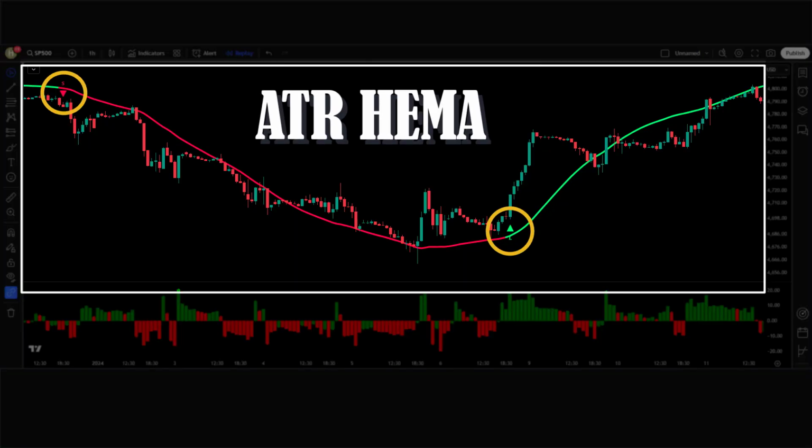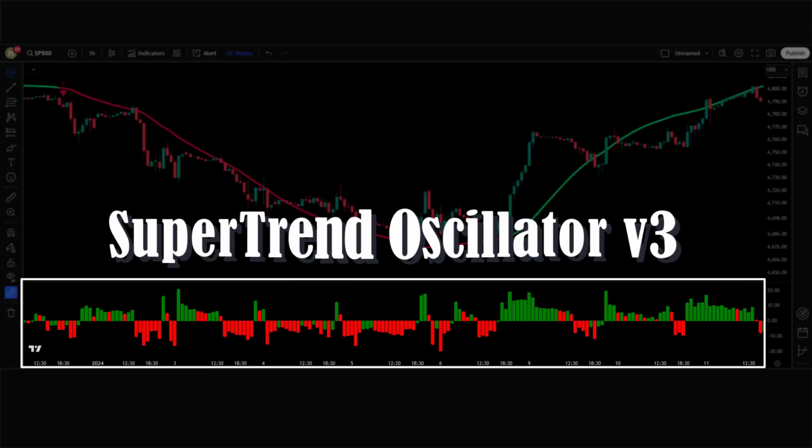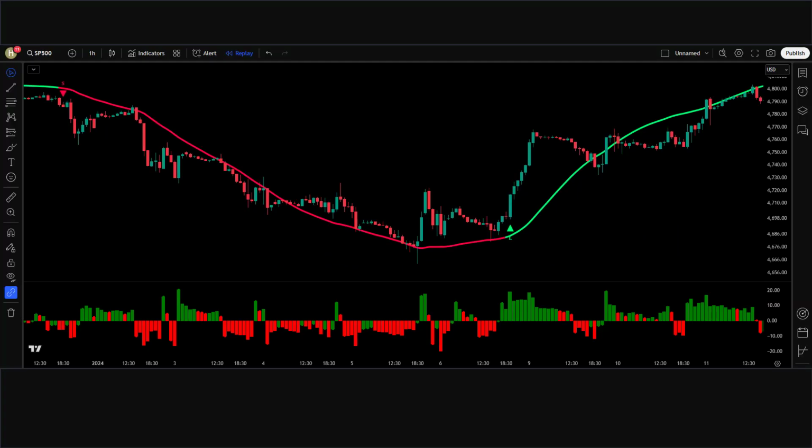The buy-sell signal indicator that we see in the chart is called ATR-HEMA. And the bottom indicator that we can see in the chart is called SuperTrend Oscillator V3. Now let's understand the concept where we will take buy and sell trades based on their conditions.